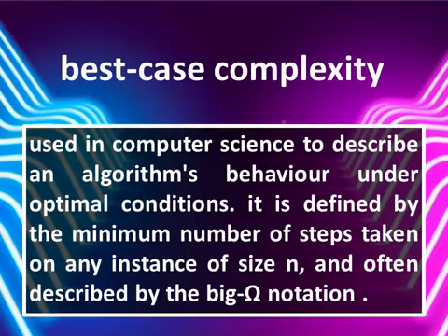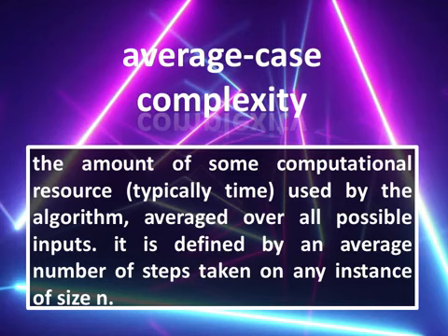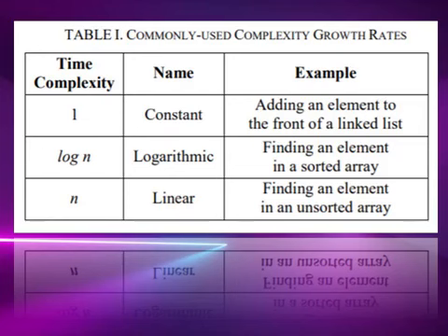Best case is the function which performs the minimum number of steps on input data of n elements. Worst case is the function which performs the maximum number of steps on input data of size n. Average case is the function which performs an average number of steps on input data of n elements. Here are shown the commonly used complexity growth rates.